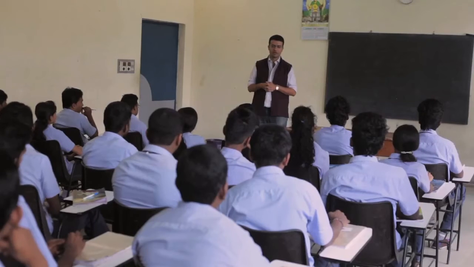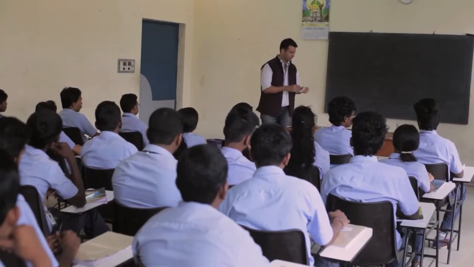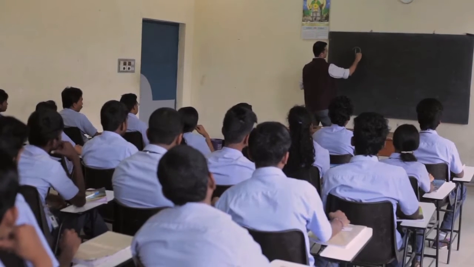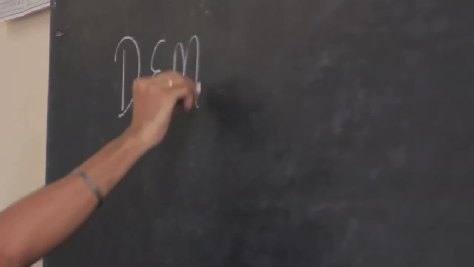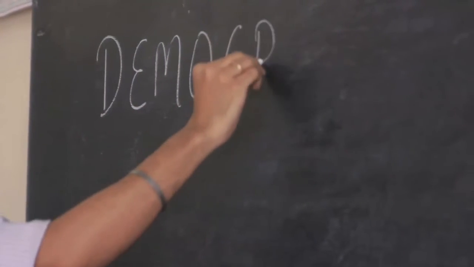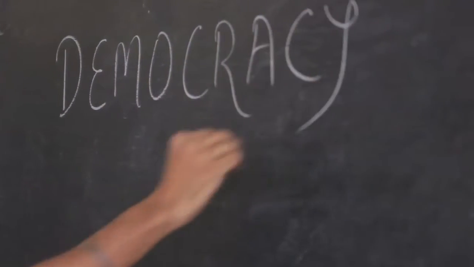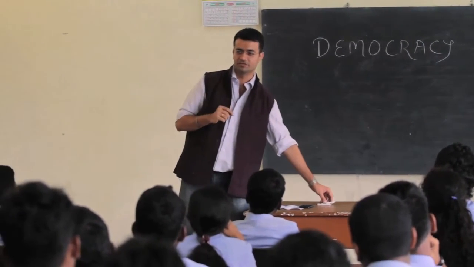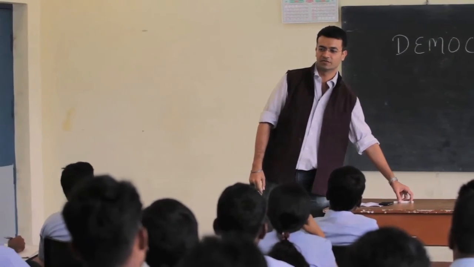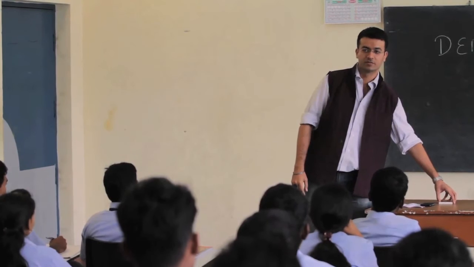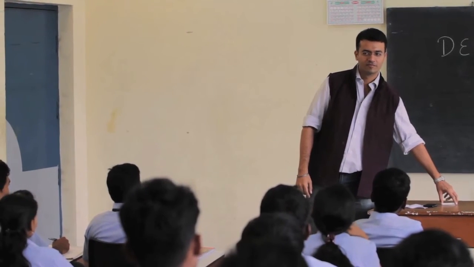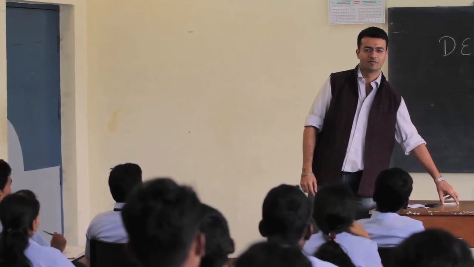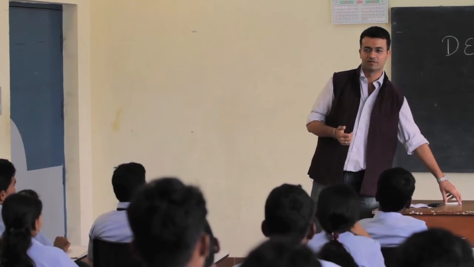So what is this whole system of electing and choosing and voting? What is this called? Have you heard this word somewhere earlier? Or maybe you would have read. You've heard this word earlier? So can someone tell me what it means? One sentence definition of democracy. For the people, by the people, of the people. But what for the people?